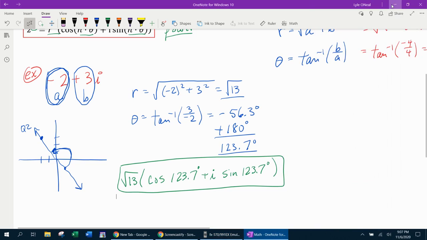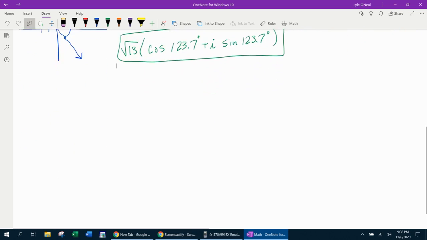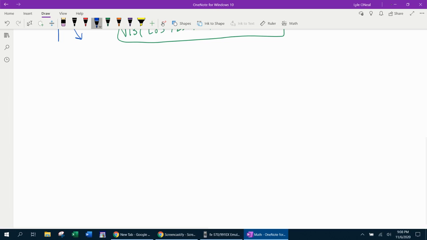Cool. All right, I hope that was helpful. Let's jump to another example. I've got several examples I want to look at in this lesson. And this time we're going to have 2 cosine of 2 pi over 3 plus I sine 2 pi over 3.